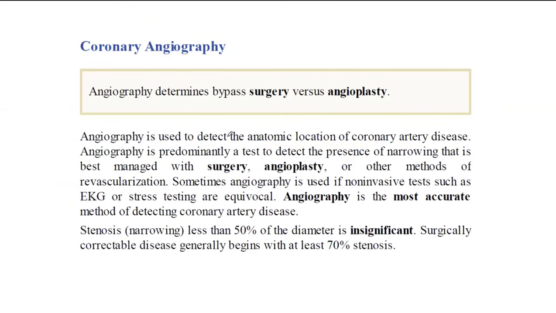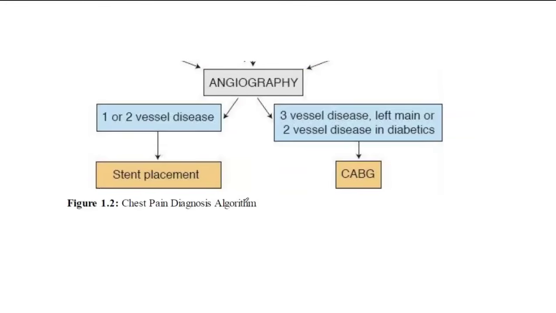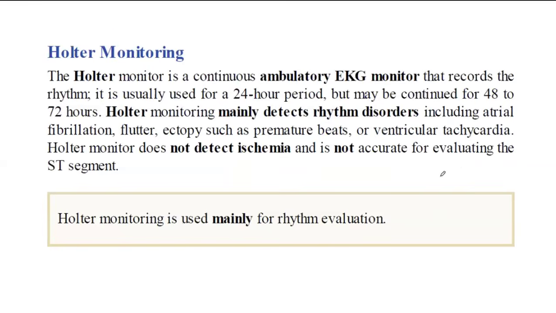Coronary angiogram. We talked about how the coronary angiogram determines whether a patient needs bypass surgery or a stent. The coronary angiogram is the only way we can be sure how much blockage is there in the heart. So what is significant? If someone has narrowing of the coronary artery less than 50%, it is not significant enough for invasive treatment. Definitely medical treatment will be there, but not an invasive one like stenting. Surgically correctable disease usually begins when there is at least 70% stenosis. We already talked about this: with 1 or 2 vessel disease, a stent; with 3 vessel disease, CABG; and if it's 2 vessel disease in diabetics, bypass grafting.